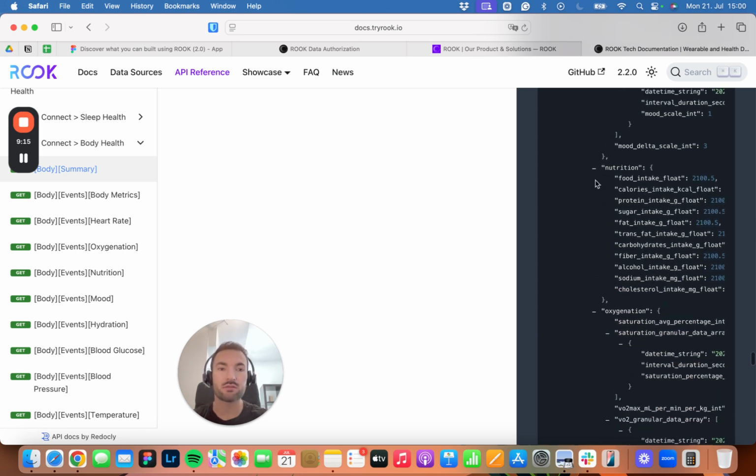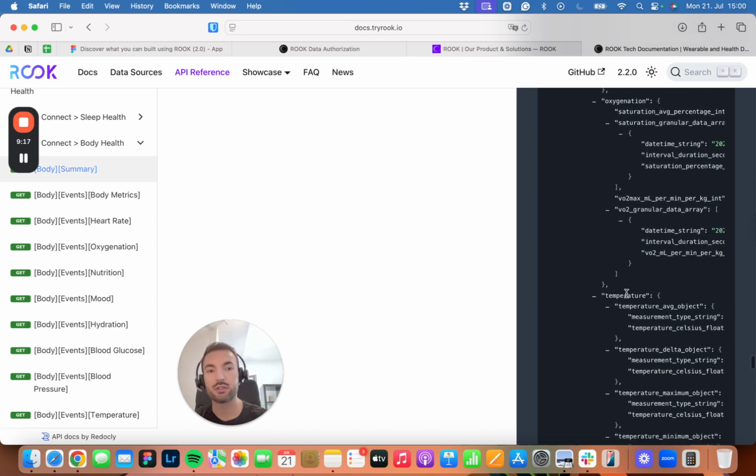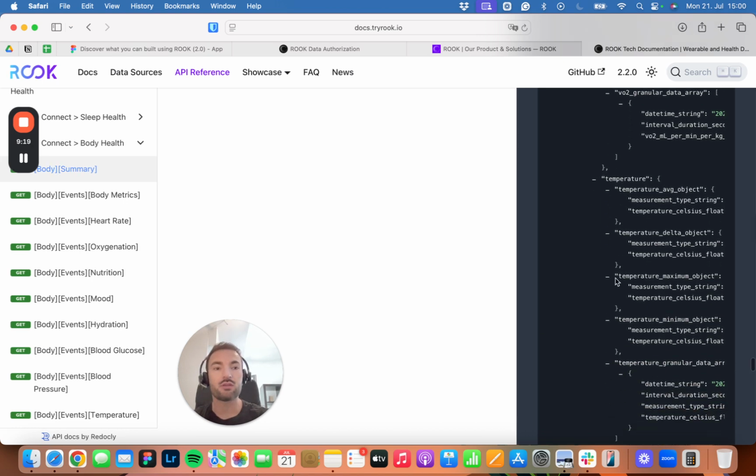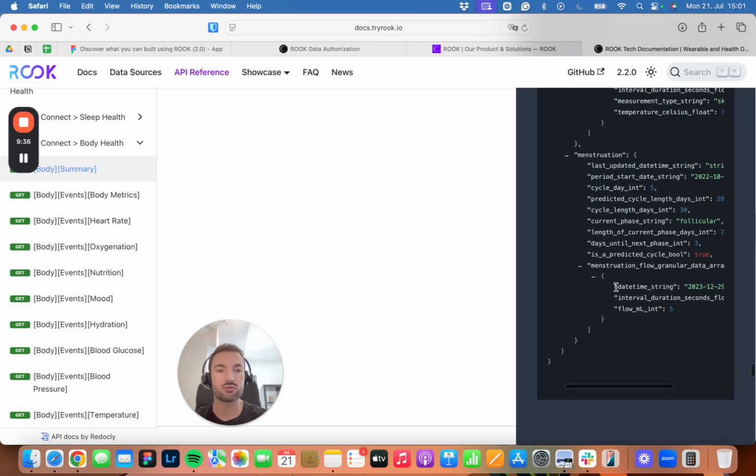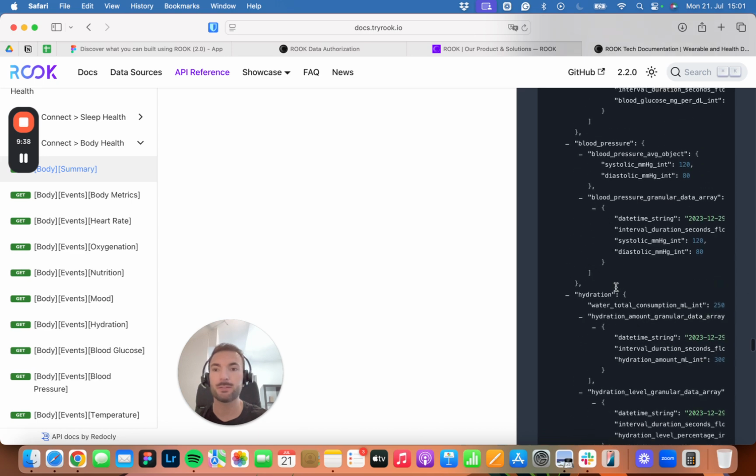That depends. Nutrition data would fall into the body pillar. Temperature can be falling into this one. It depends. If it's measured during the night and we're looking at delta, it would be in the sleep summary. If it's some other type of body temperature measurement taken by a thermometer that's injected into Apple Health or so, then that's coming through the body pillar. Menstruation data would also sit in, for example, the body health pillar.